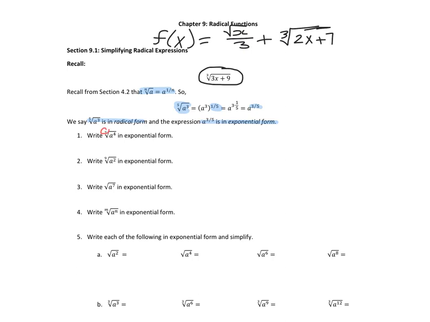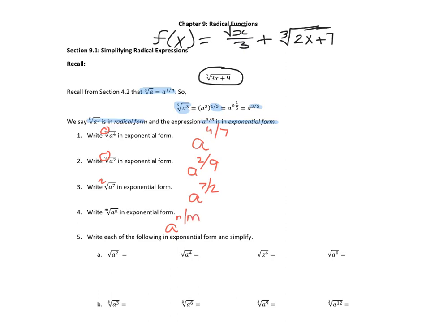Okay, so whatever the index is, remember our vocabulary, whatever our index is, that is our denominator. All right, so the next one, the 9 is our index. So it's a to the 2/9. This next one, remember the invisible index is 2. So we could write this as a to the 7/2. All right, and then finally our last one is a to the n over m.